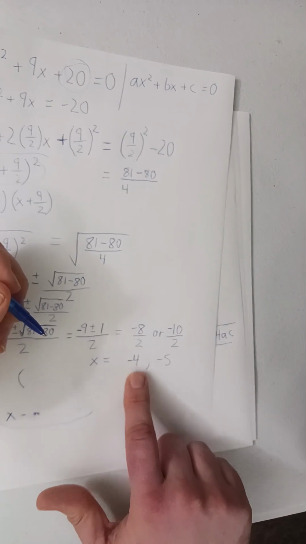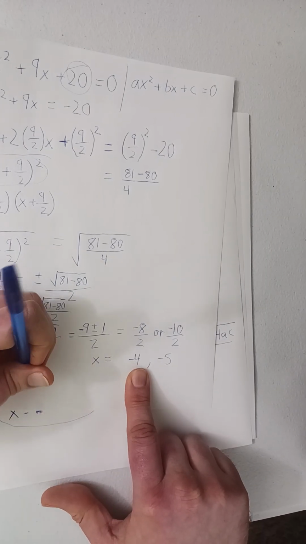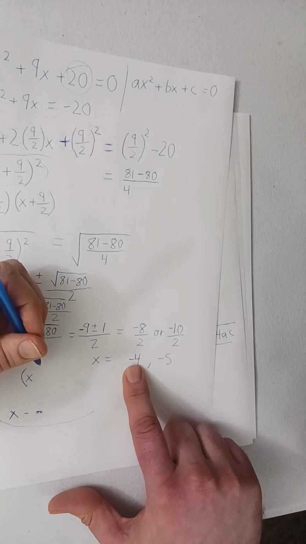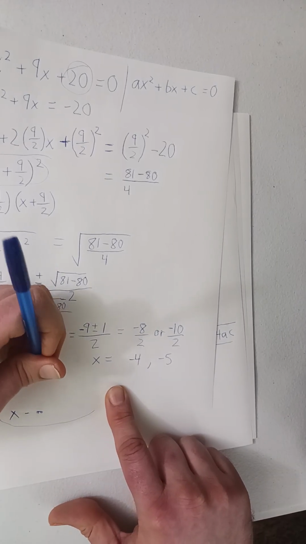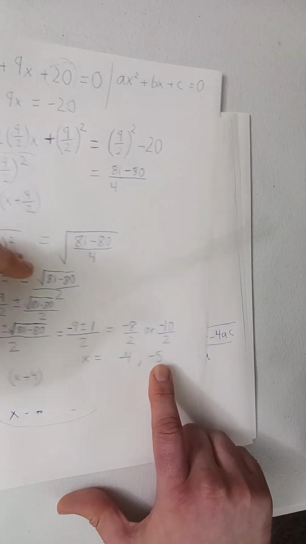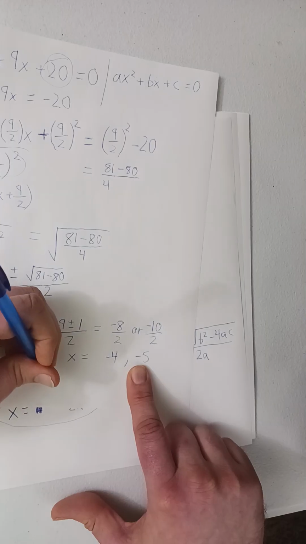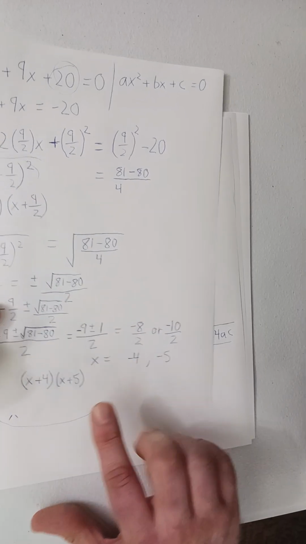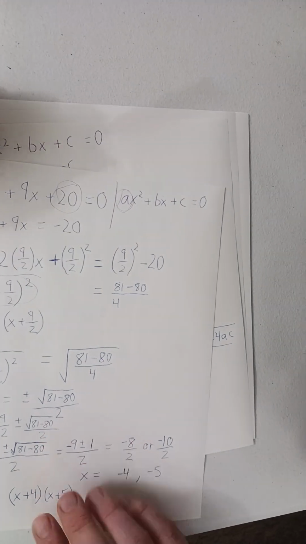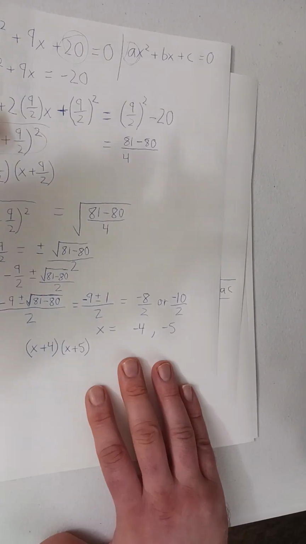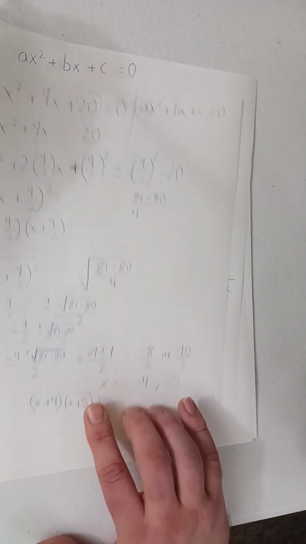So now when we find these values using the completing the square method, we want to take the opposite value. So now instead of -4, it's going to be +4. Instead of -5, it's going to be +5. X plus 5. And when a here is equal to 1, that's all you got to do to know what this is. So this is this factored right here.